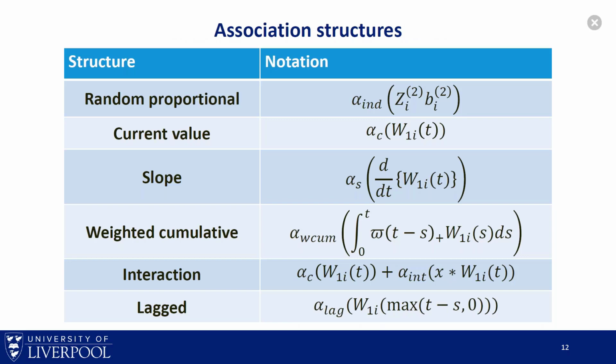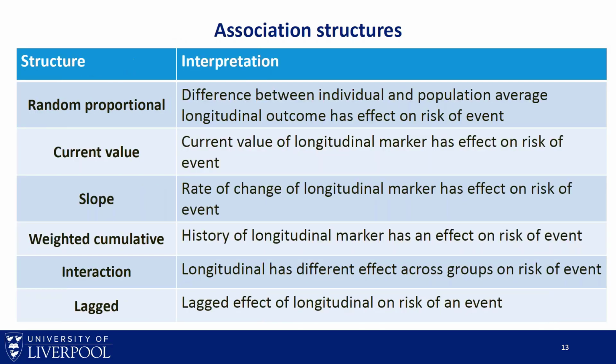So there are a wide range of different association structures, each with different interpretations. I'm not going to go through the algebra of these. I'll just focus on how you actually interpret what they mean. The first that I'm going to talk about is the random proportional association structure. And I'm going to focus on this one because most of the analyses performed in this webinar use this association structure. The random proportional takes the difference between the population average and a given individual and quantifies how much that affects their risk of an event.